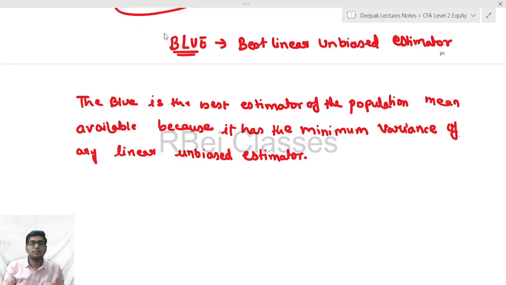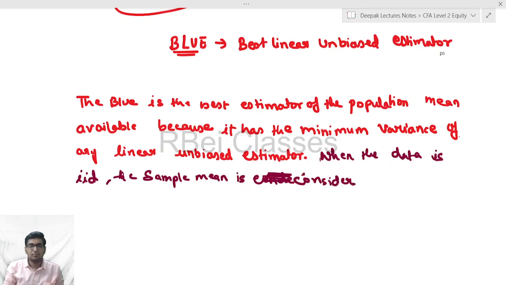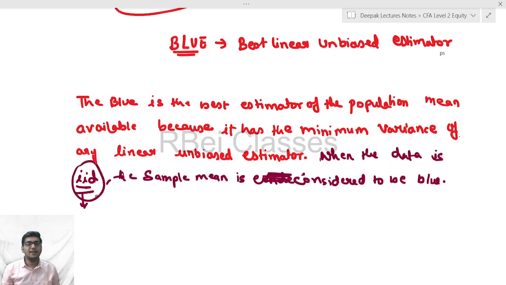Clear? Now writing the very important part of this paragraph, that is, when the data is IID, the sample mean is considered to be BLUE. Clear? IID means independent and identical. So if your data is following IID, independent and identical distribution, then the sample mean is considered to be BLUE.